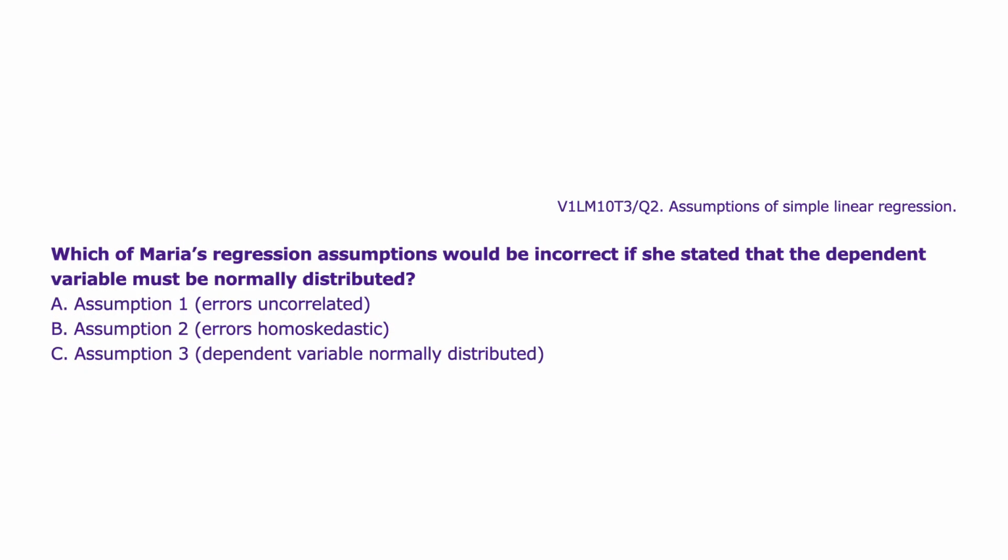Which of Maria's regression assumptions would be incorrect if she stated that the dependent variable must be normally distributed? A. Assumption 1: errors uncorrelated. B. Assumption 2: errors homoscedastic. C. Assumption 3: dependent variable normally distributed.